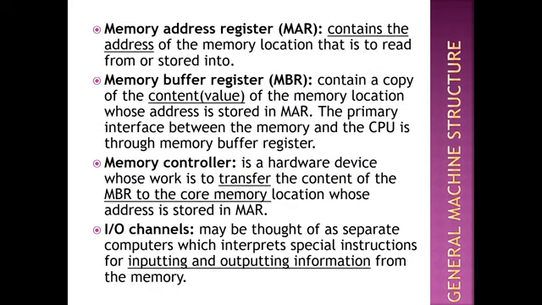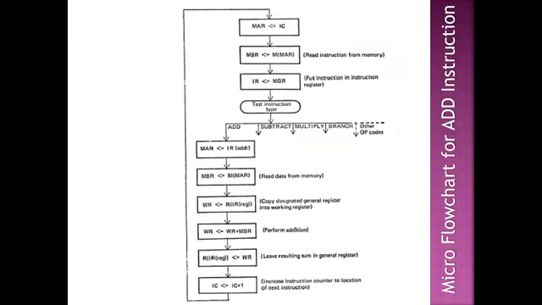Let us move on. There is memory address register, there is memory buffer register. Memory address register contains the address, buffer register contains the value. Memory controller will transfer the memory buffer register's value to the core memory. That much you remember is more than enough. IO channels are used for inputting and outputting data from the memory. Simple, that's it. So this is the general machine structure. It's a definite 5 mark or 8 mark question. So we will move on to the next topic.